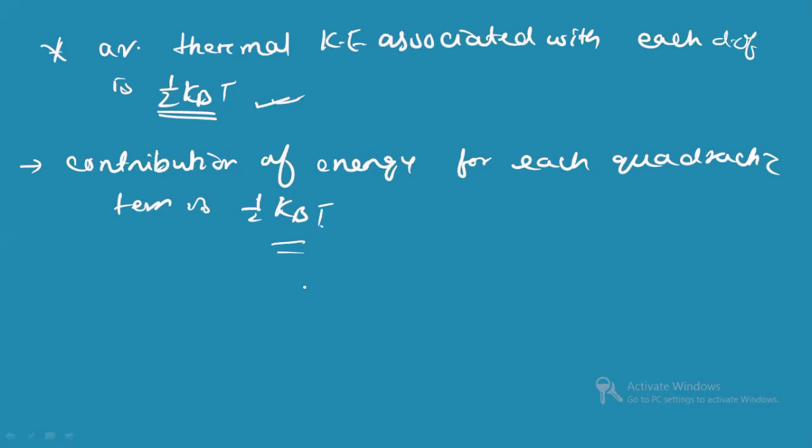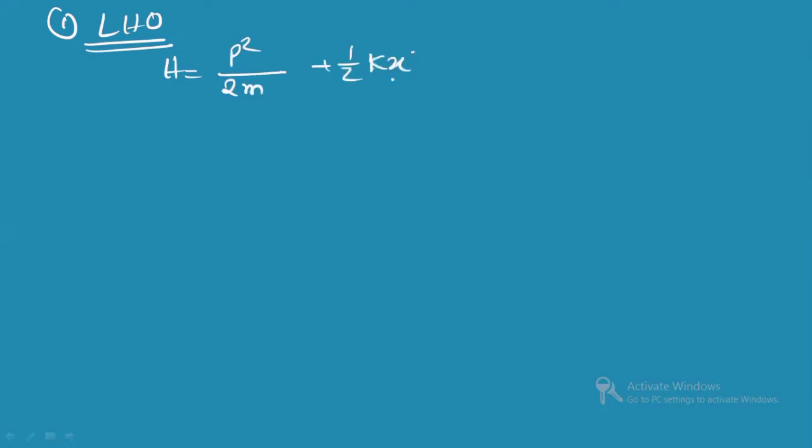This will be used in questions. To solve questions, many times you will need it. Now we will see some examples. Firstly, I am considering a linear harmonic oscillator. If you see here, the Hamiltonian can be written as the sum of the kinetic energy plus the potential energy, that is half kx squared. I can write it equal to what?